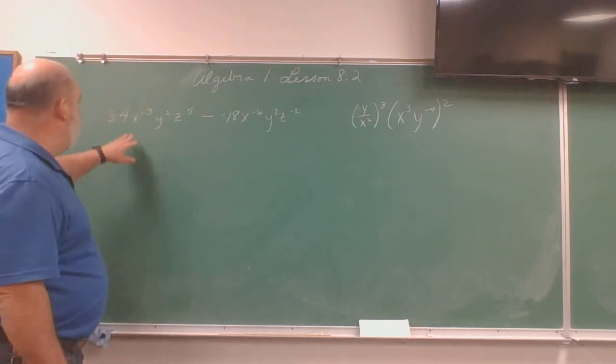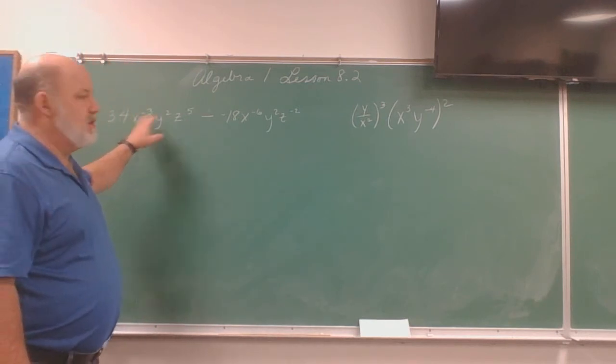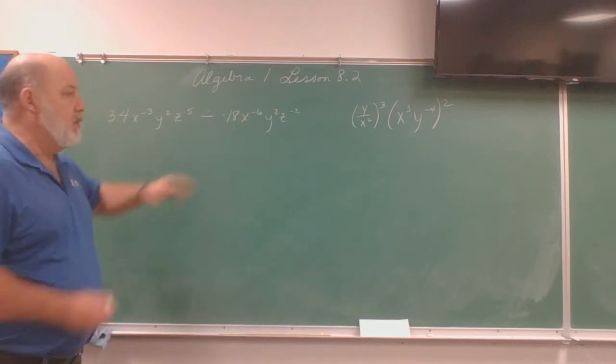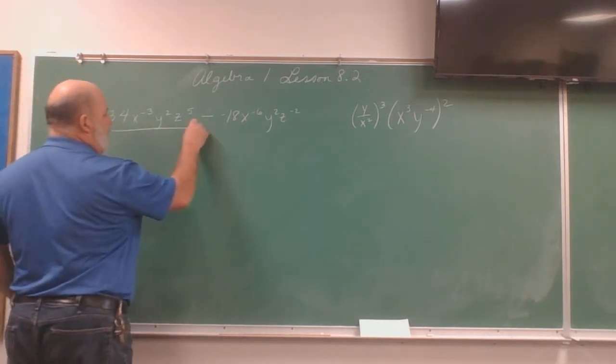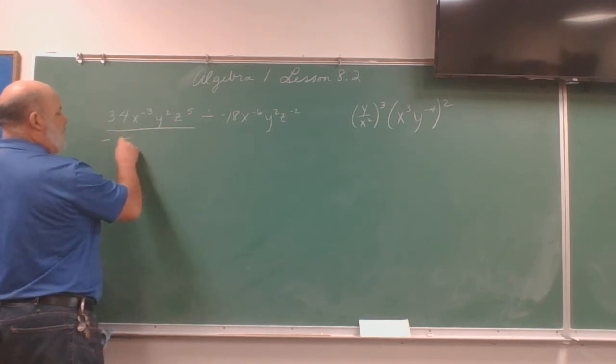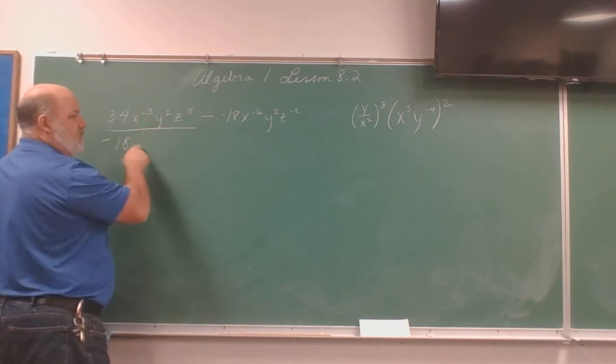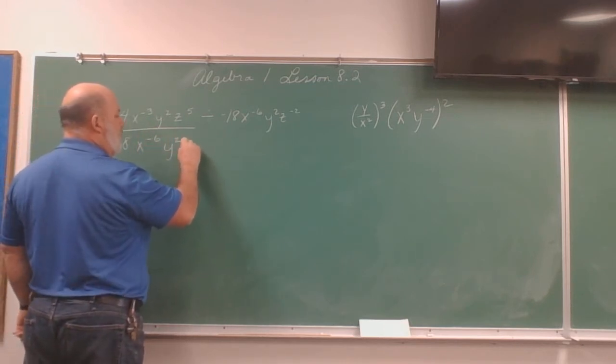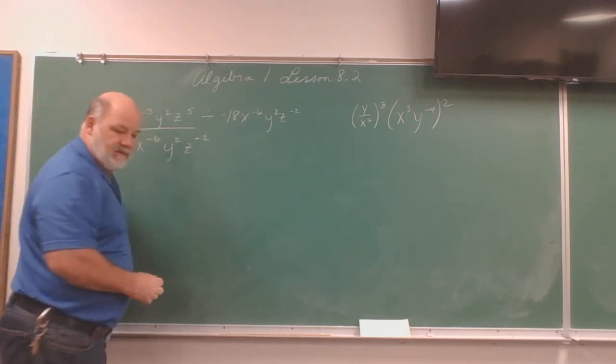So it has it in words. It says divide this by this. So I've shown it as a division sign. We're not going to do that. We're going to draw it as a fraction. Division means the numerator divided by the denominator. X negative 6, y squared, z to the negative 2 power.